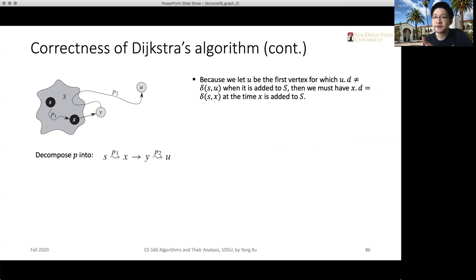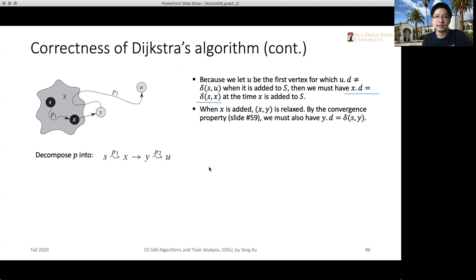Because we let U be the first vertex where d doesn't equal delta, we must have that the d of X will be the delta at the time that X is added, right? Because that is our assumption. We assume that U is the first one that breaks the condition, and X doesn't break it. So when X is added by the algorithm, by the definition of Dijkstra's algorithm, we need to relax the edge from X to Y, right? That is the algorithm's definition.